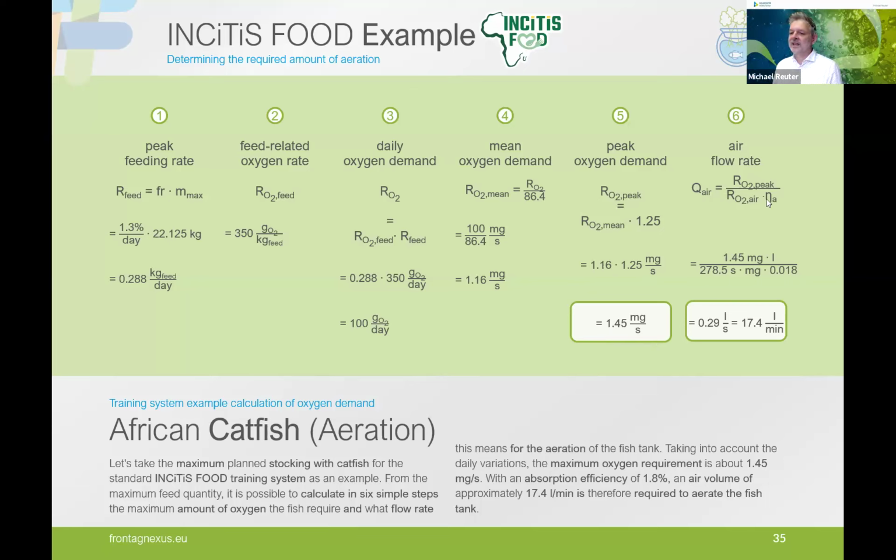And if we now take into account the weight fraction of oxygen in air and our efficiency of absorption, like 1.8%, we get a flow rate that we need inside of our fish tank of 17.4 liters per minute of air. So we have to pick an air pump that can deliver this amount of air at the depth of our diffuser through a corresponding piping system.